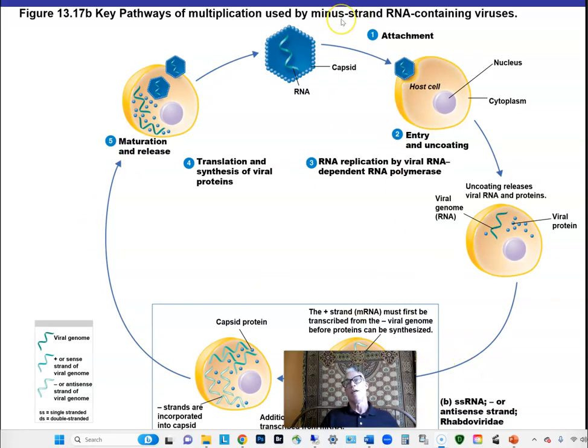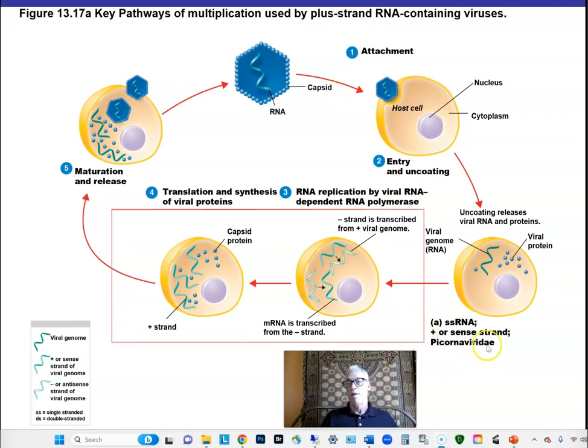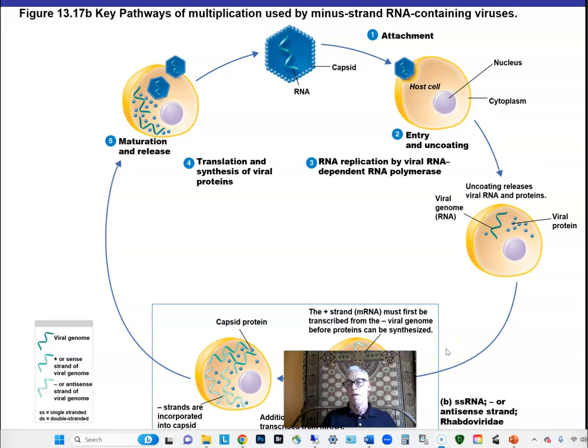Okay, what about a minus strand RNA-containing virus? I should have mentioned coronaviridae are such viruses, single-stranded RNA viruses that have the plus strand as their genome, and we'll see those in just a minute in a table. Now we're talking about minus strand RNA single-stranded viruses, and so what's different about that? Well, first of all, the minus strand can't be used to encode any new virus proteins.